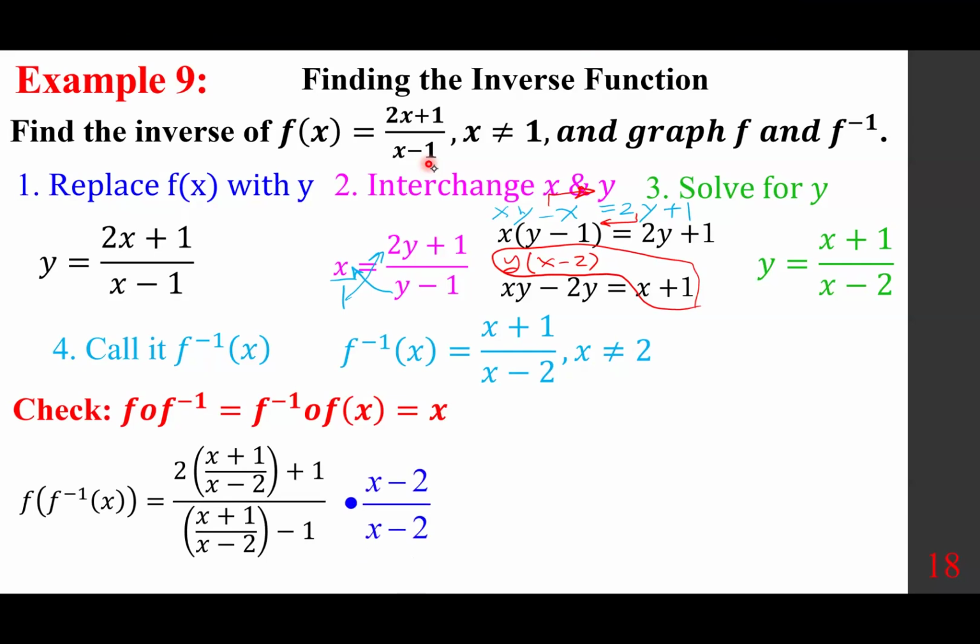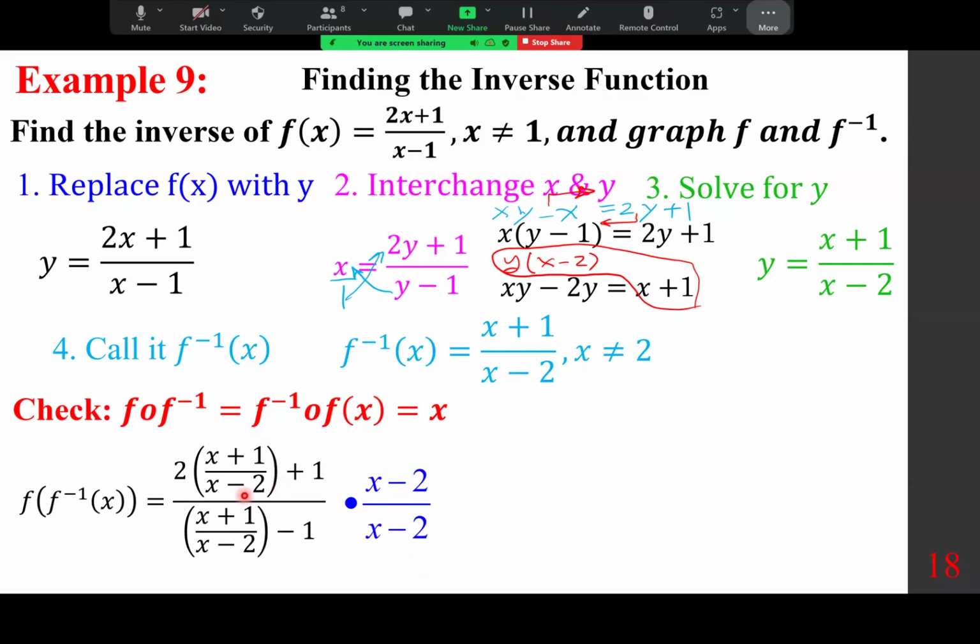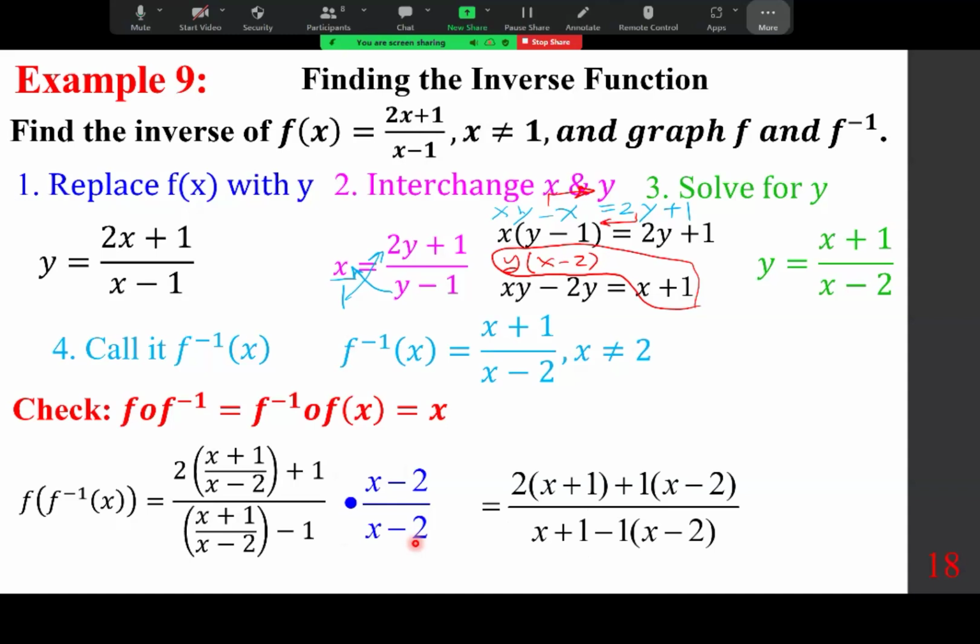Simplifying a complex fraction. When you multiply these two, x minus 2 goes away, and it becomes 2 times x plus 1. You multiply these two, you get plus 1 times x minus 2. When you multiply these two, you get x plus 1 because x minus 2 goes away, minus 1 times x minus 2. I'm assuming nobody has any problem with complex fractions. So one more time, you multiply these two, you get 2 times x plus 1. Multiply these two, 1 times x minus 2. You multiply these two, you get x plus 1 and x minus 2 goes away. These two minus 1 times x minus 2.